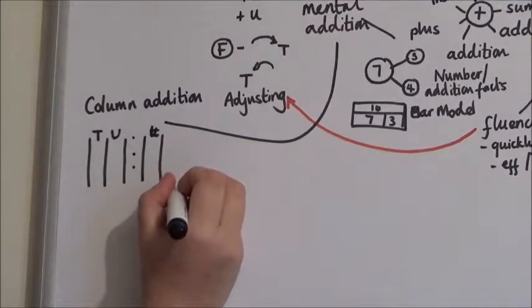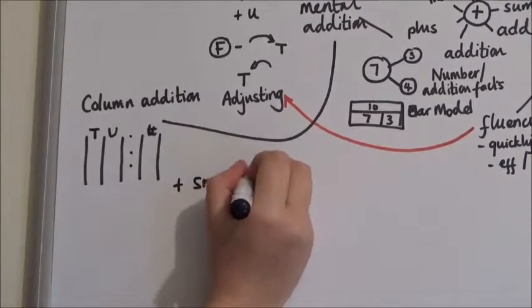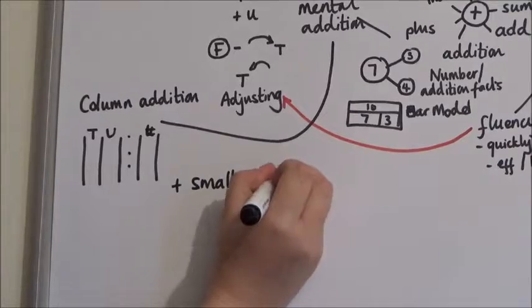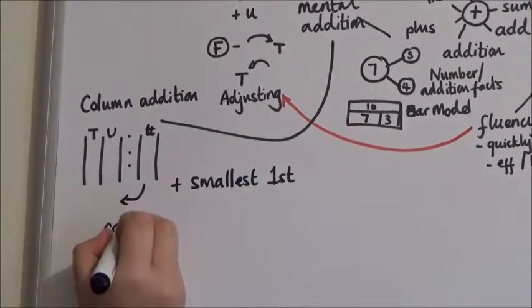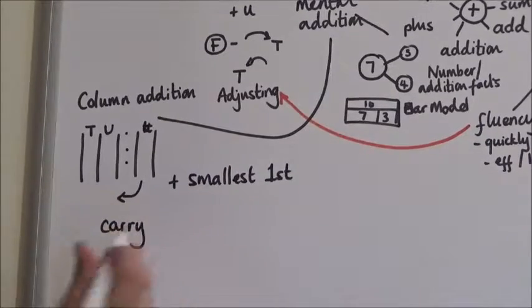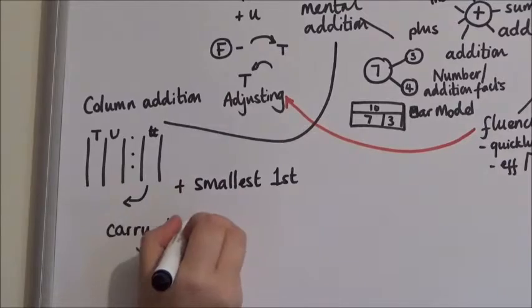We know that we're going to be adding the smallest column first. We also know there's something about carrying as well, and we carry onto the next column or the place value column when the number is 10 or bigger.